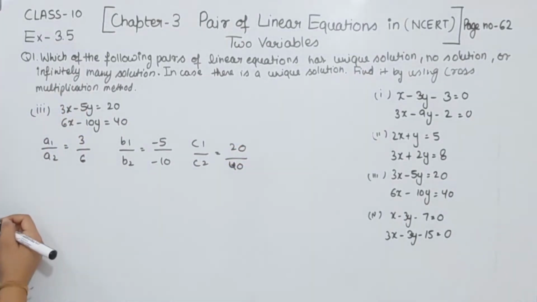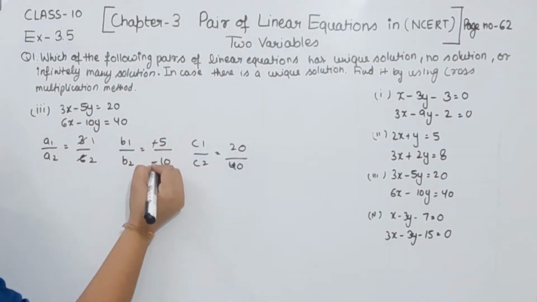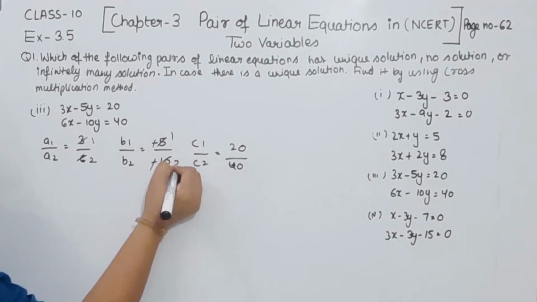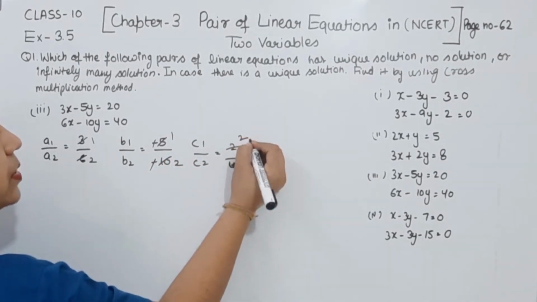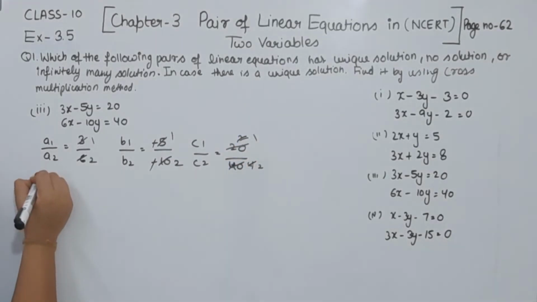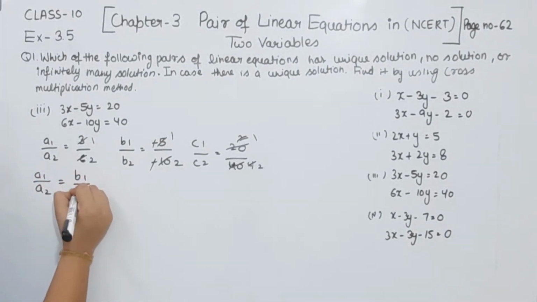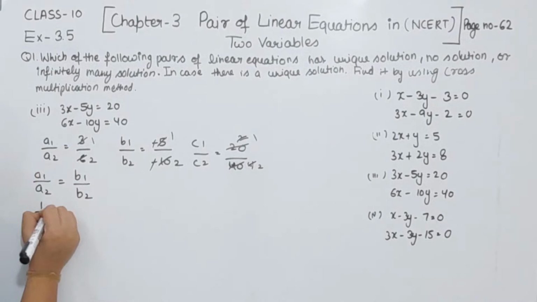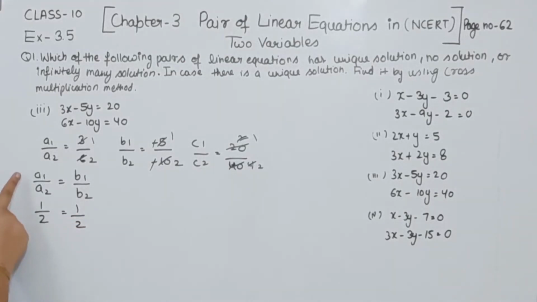So first of all, I'm going to simplify this one. 3 1s are 3, 3 2s are 6 and minus is cancelled from minus. 5 1s are 5, 5 2s are 10 and here 10 2s are 20 and 10 4s are 40, 2 1s are 2, 2 2s are 4. First of all, we are going to find a1 by a2. Is it equal to b1 by b2? So a1 is 1 and a2 is 2. Now b1 by b2 is equal to 1 by 2. So we are having a1 by a2 equal to b1 by b2.